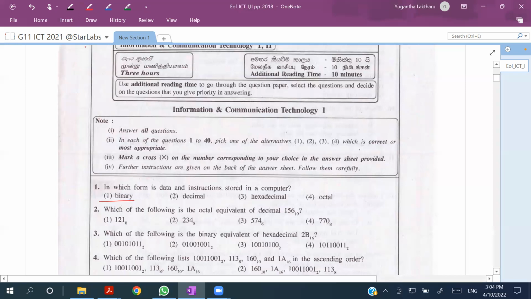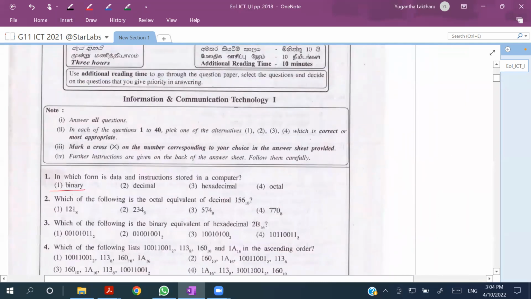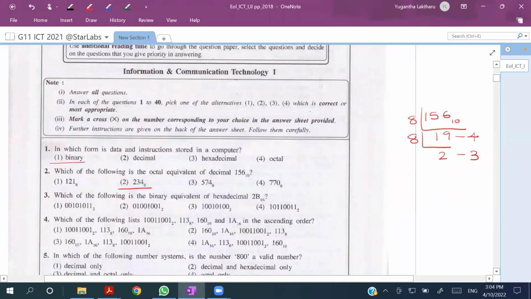And the second one is asking which of the following is the octal equivalent of decimal 156. So we are going to convert 156 into octal. It's a decimal number, so when we are converting it to octal, we have to divide it by 8. So 1 and 7 is remaining, 76. Then 9 and 4 is remaining. Dividing it by 8 again, 2 and 3 is remaining, right? So 234 in octal is going to be the answer for the second one.